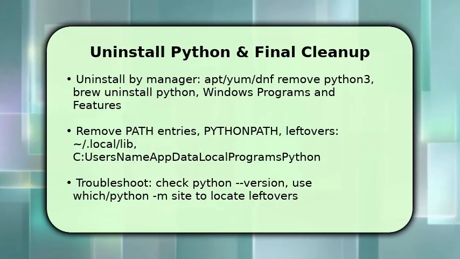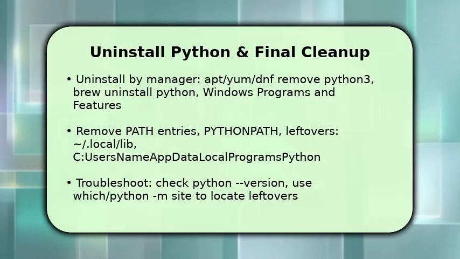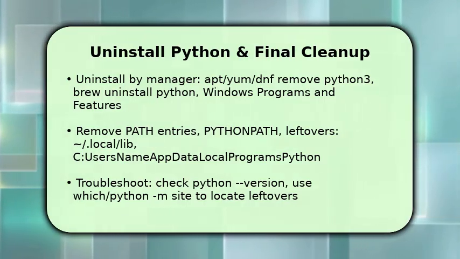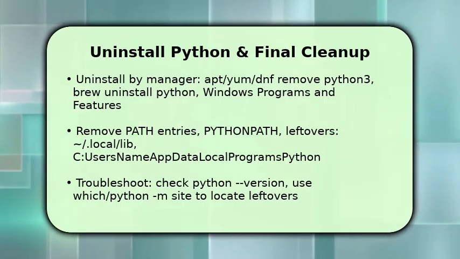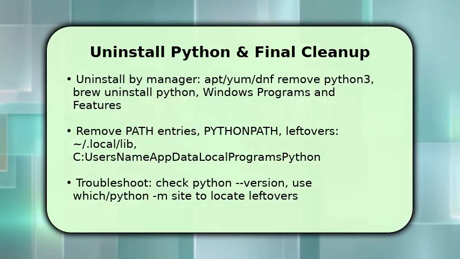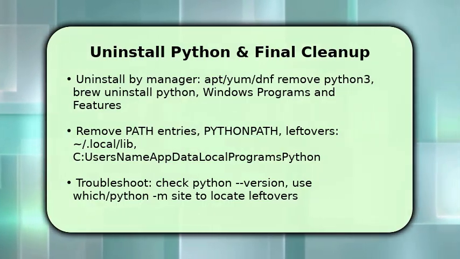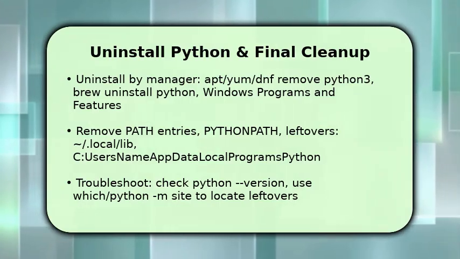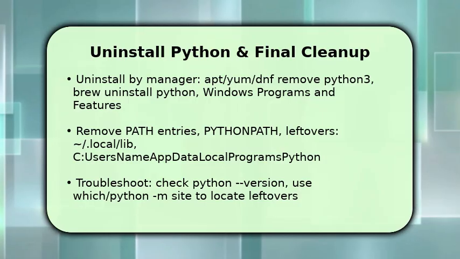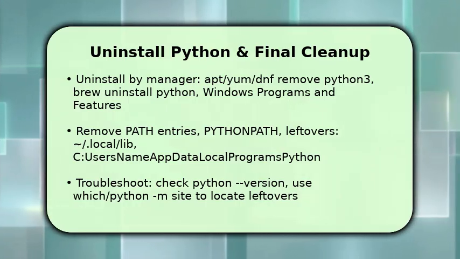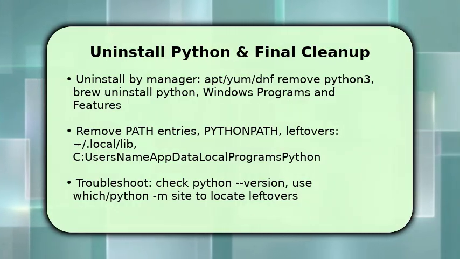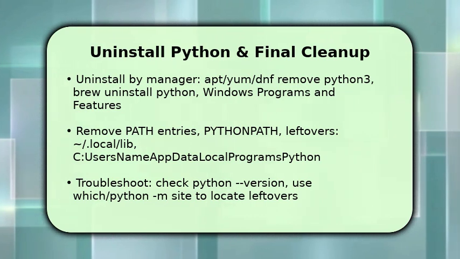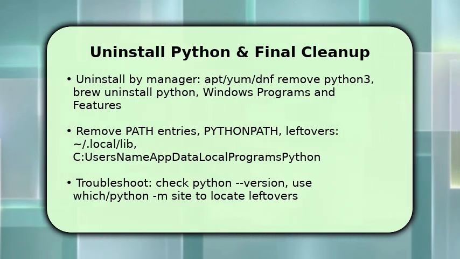apt remove or apt purge python3 on Linux, brew uninstall python on macOS, or remove via Windows Programs and Features for MSI installs. Once removed, edit PATH and environment variables to drop Python entries and delete leftover directories like ~/.local/lib or AppData folders. Make sure to run python --version and which python or where python to confirm removal.